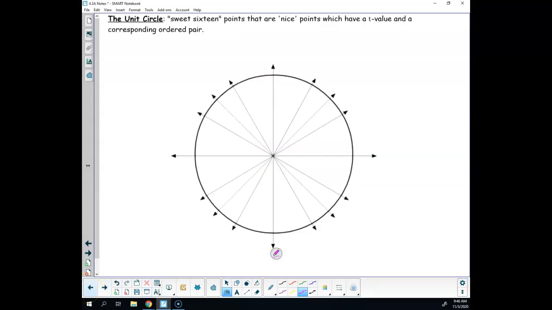We are going to build what's called the unit circle now. So what I would like you to do is start on a fresh page of paper, because this is going to be your guide for the rest of the year. Right smack dab in the middle, draw as big of a circle as you possibly can. It doesn't have to be perfect, but draw as big of a circle as you possibly can.